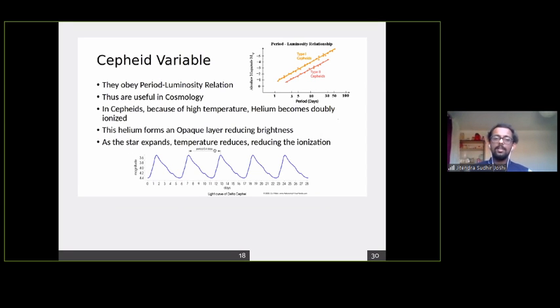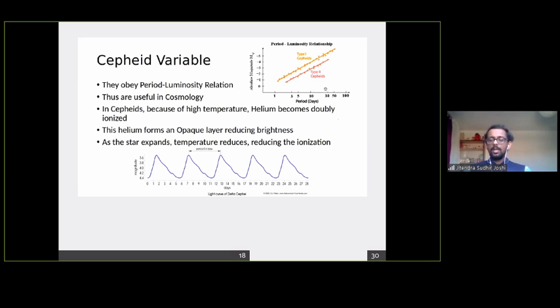Then we have the Cepheid variables. Everyone interested in this field must have read about the Cepheid variables. In this case, the period with which the brightness varies is proportional to the brightness of the star. So if the period of this variability is 5, then the absolute magnitude is 1. But if the period is 10, then it will be 2. So it has a linear relation.